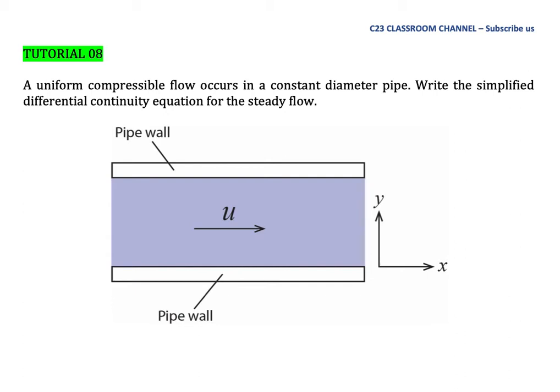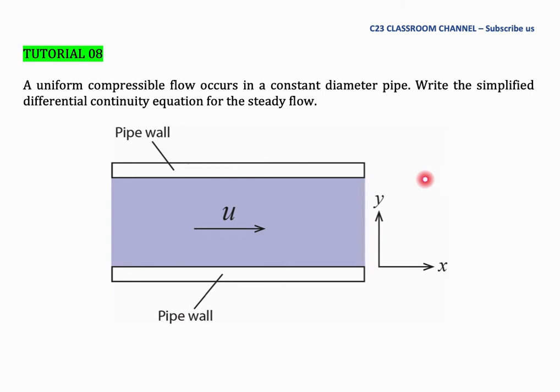The differential form of the fundamental laws, tutorial number 8. A uniform compressible flow occurs in a constant diameter pipe. Write the simplified differential continuity equation for the steady flow.